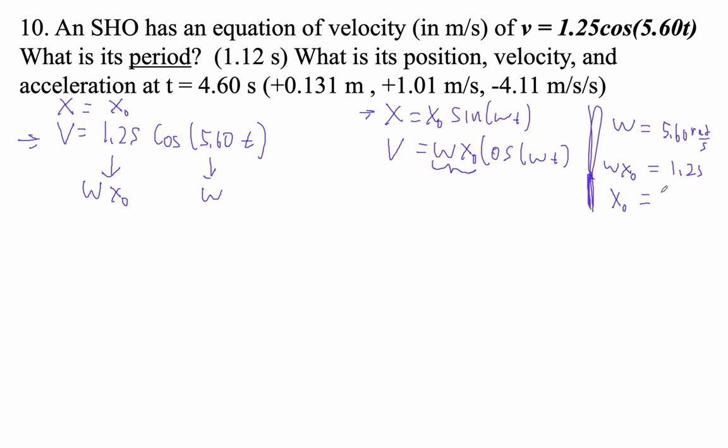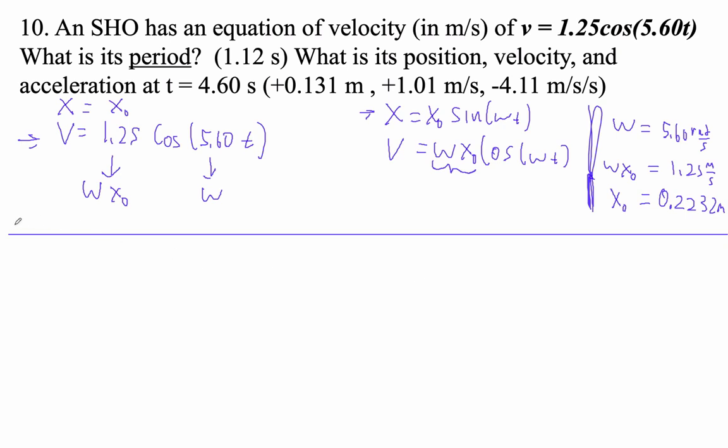So x naught is 0.2232 meters. And what is this going to be? This is meters per second. Is that going to be useful? I don't know. I think so. Okay, so what is its position, velocity, and acceleration at t equal to 4.6 seconds? We can do this.